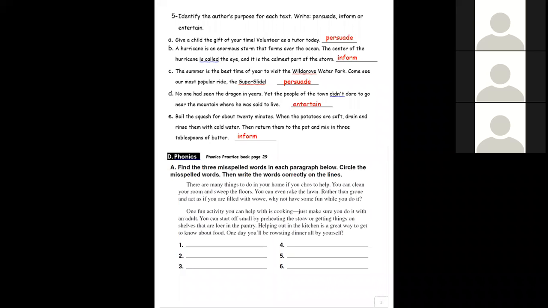There are many things to do in your home. If you chose to help, chose. How do we correct it? CHOSE. Yes, excellent. Continue. You can clean your room and sweep the floor. Sweep. And what? SWIPE.